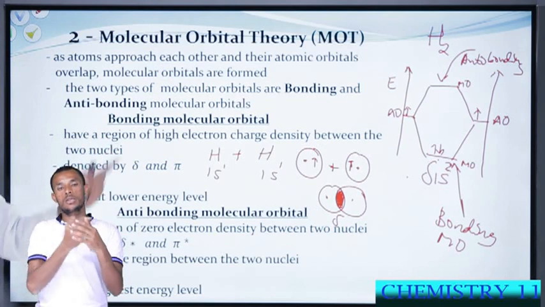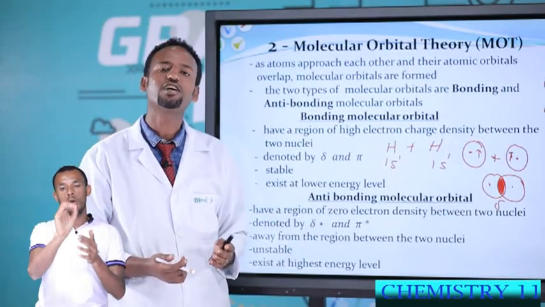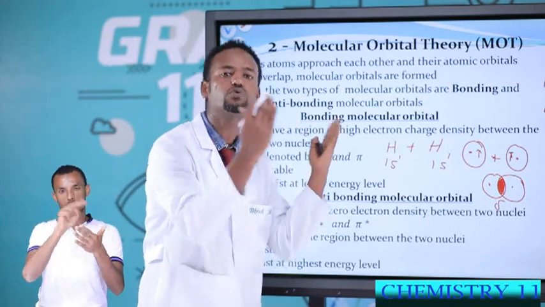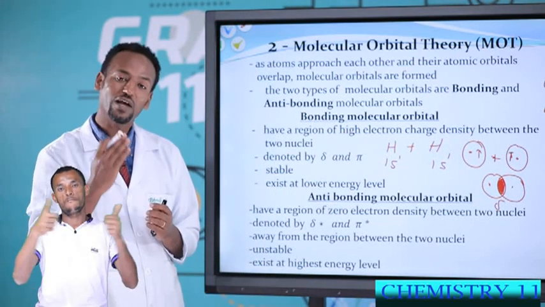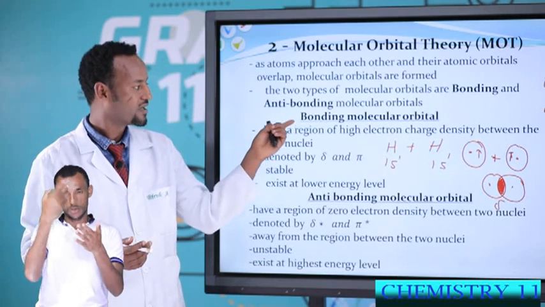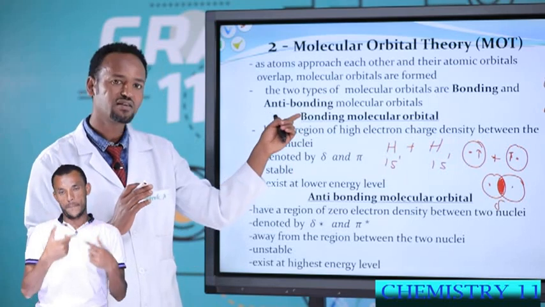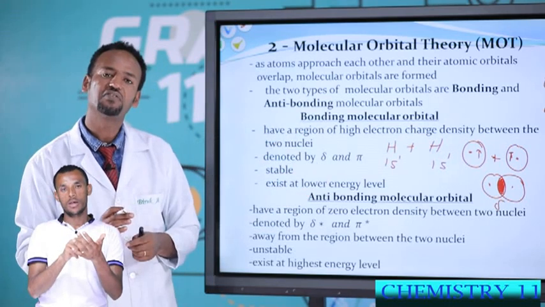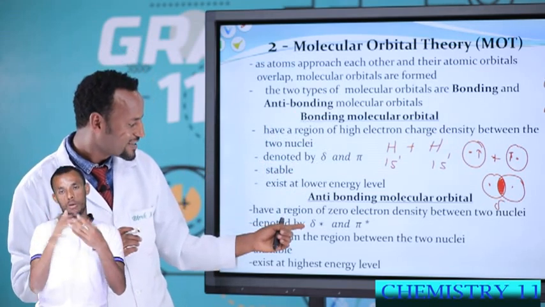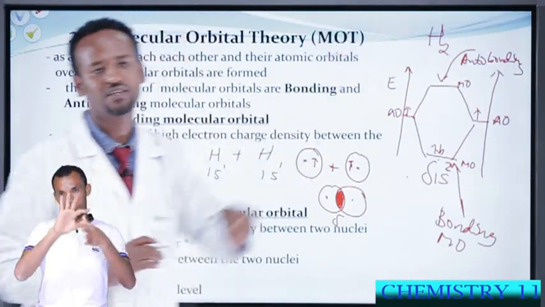The other one is anti-bonding. It has a region of zero electron charge density between the two nuclei, because the two electrons are far away from the nuclei. In the case of bonding, the two electrons are present between the nuclei. This is the difference between bonding and anti-bonding molecular orbitals. The anti-bonding one is denoted by sigma star. A star indicates anti-bonding, a higher energy level.